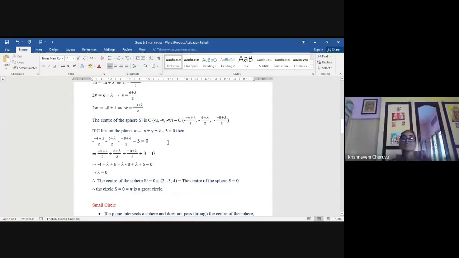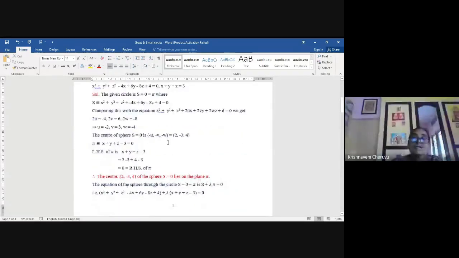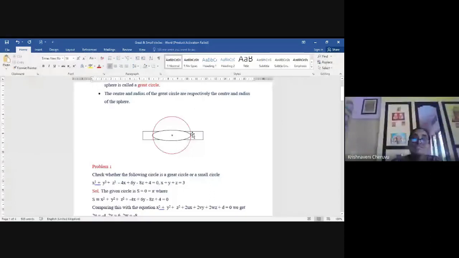See what we did at the end after confirming that the center of the sphere is lying on the plane, so it is a great circle. You are now making sure that the sphere passing through the circle is same as this sphere. So this is the great circle. Once you are given a circle, you will know whether it is a great circle or a small circle by checking that the center of the given sphere lies on the plane. But finding the equation of the sphere passing through the circle, and that itself being the given sphere, is the other part of the question.